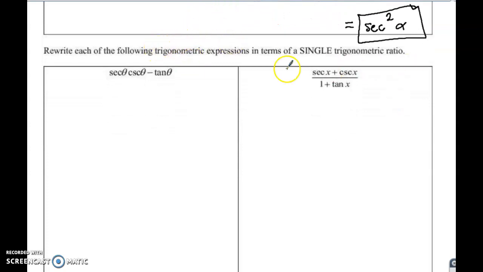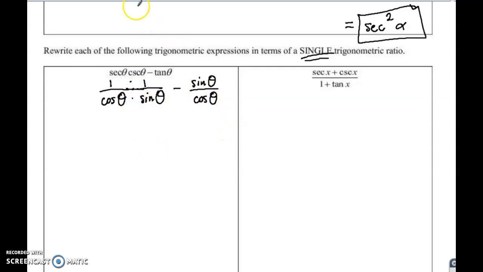As we move forward, this time the directions actually tell you that you should get a single trig ratio, whereas the other one, maybe it did, maybe it didn't. But again, I would encourage you to, if you don't see anything squared, your best bet is to rewrite everything as sines and cosines. So secant's 1 over cosine, cosecant's 1 over sine, and tangent is sine over cosine.